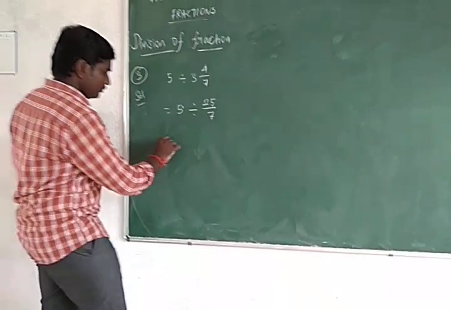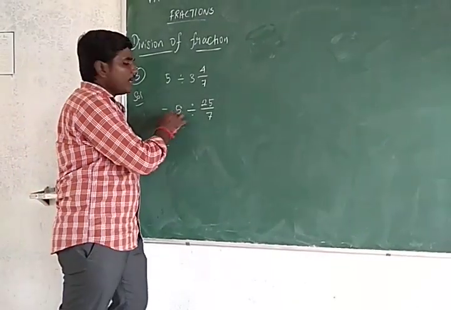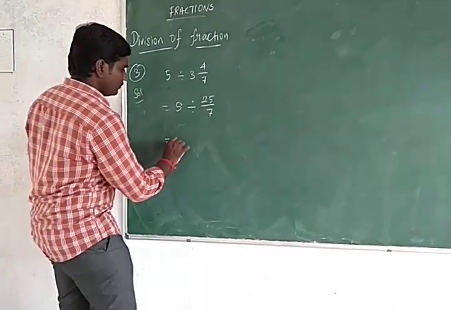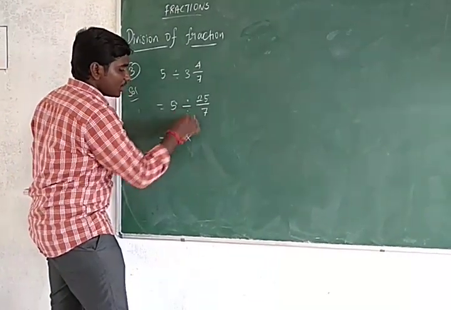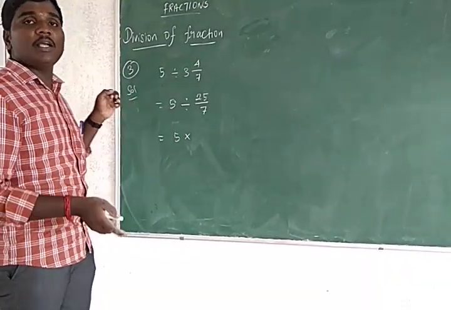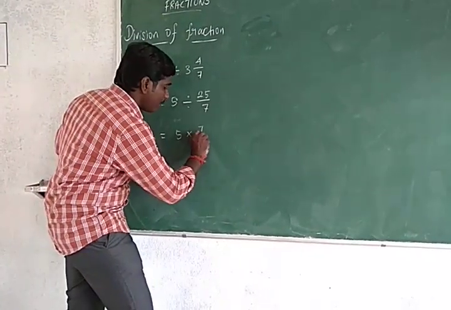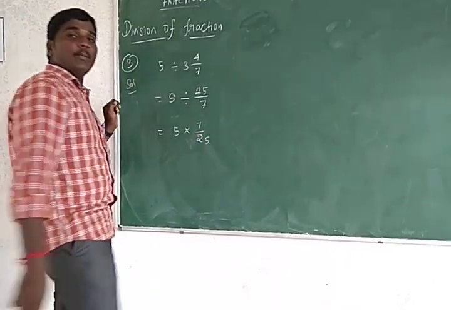Next, now it is a fraction. Now you can do the next procedure. 5 divided by 25 by 7. So division, what is that? Multiply with the reciprocal. What is the reciprocal of 25 by 7? 7 by 25.